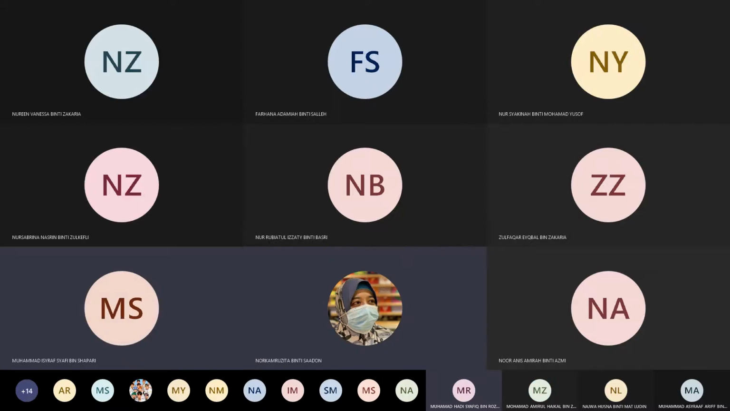Okay, baru 37 orang je masuk ni. Okay, harap semua dapat masuk.